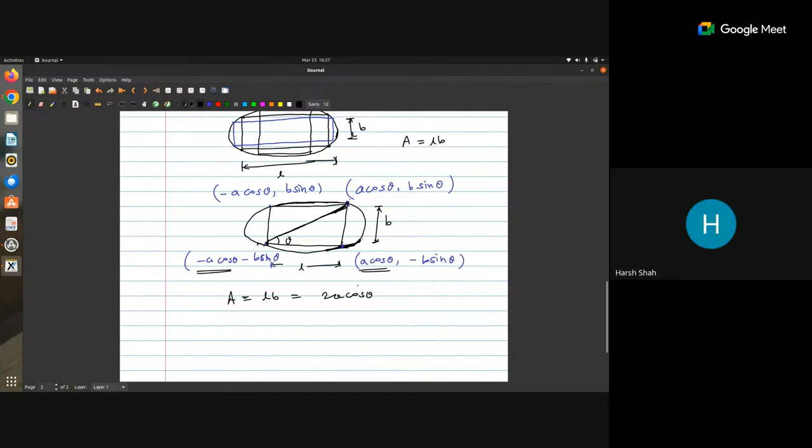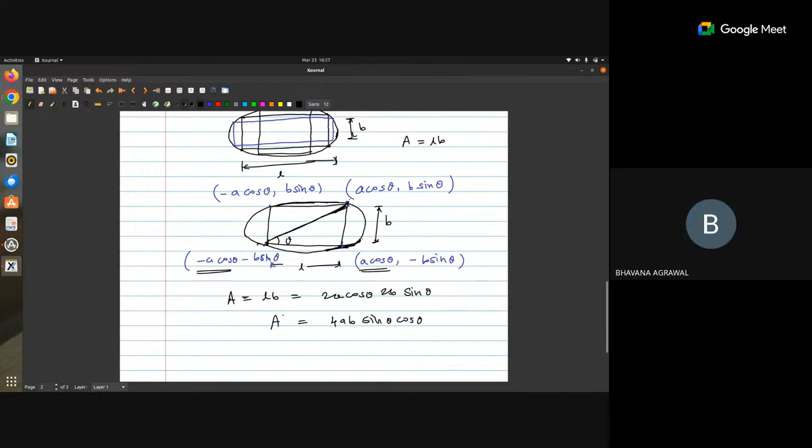Okay, so you are just talking about length. Correct. And what about breadth? 2b sin theta, right? Now this will become 4ab sin theta cos theta. This is the area of the rectangle. Now what will be the next step?